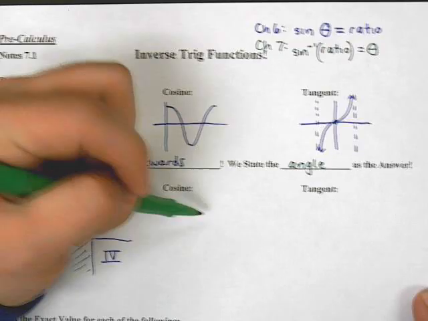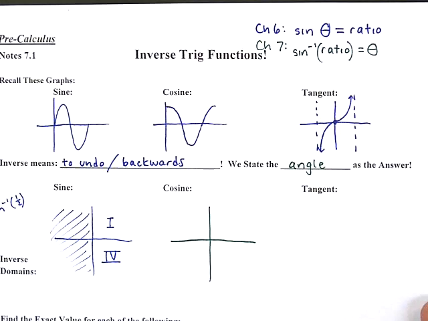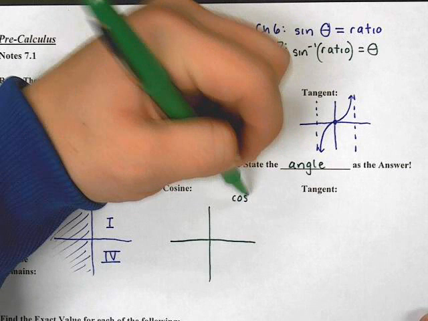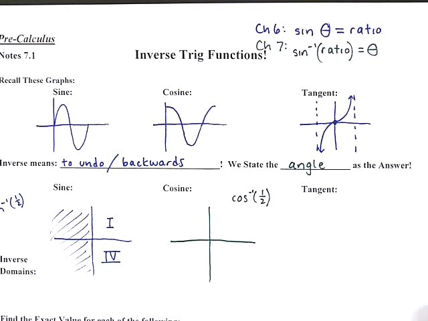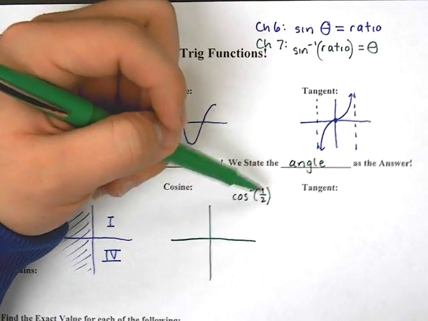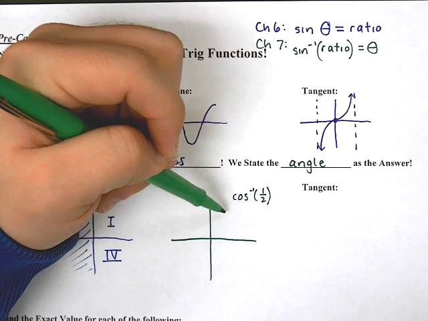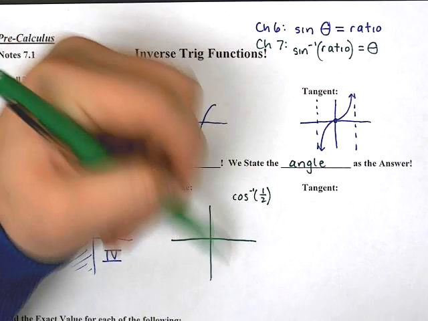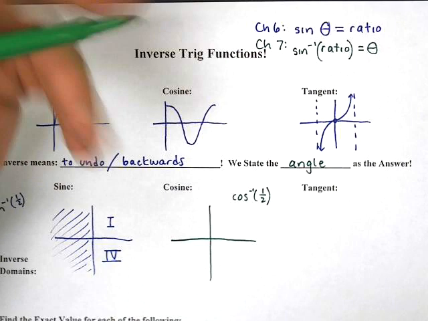Same thing kind of works with cosine. It's a little different, though. All right, let's use 1/2 again. If I use the inverse cosine of 1/2, well, let's think about this. Inverse cosine means that the ratio is 1/2, which means I'd be either up here in quadrant 1 or down here in quadrant 4. So again, two options. I don't want two options. That's kind of ambiguous. I don't know what my answer is.